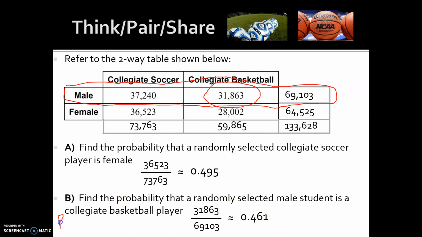So in the probability notation, you would say probability of basketball given male. Basketball given that they're male. And if you flip this around and say male given basketball, that's a whole different calculation. Then you're looking at all the basketball players. There's 59,865 of them. And then you're taking the males divided by that number, which will change the denominator on you. So be very careful. Read the sentence very, very carefully.